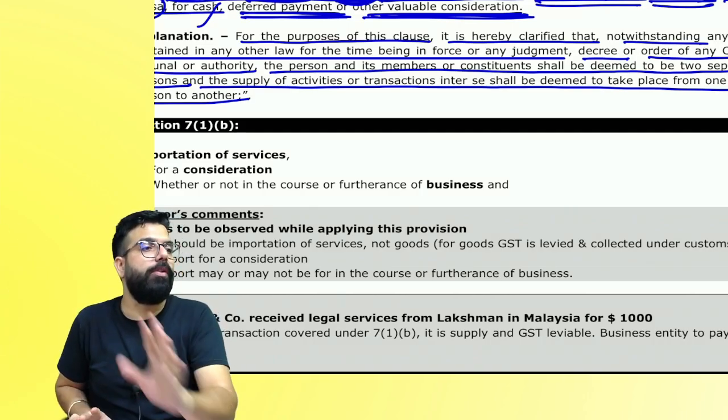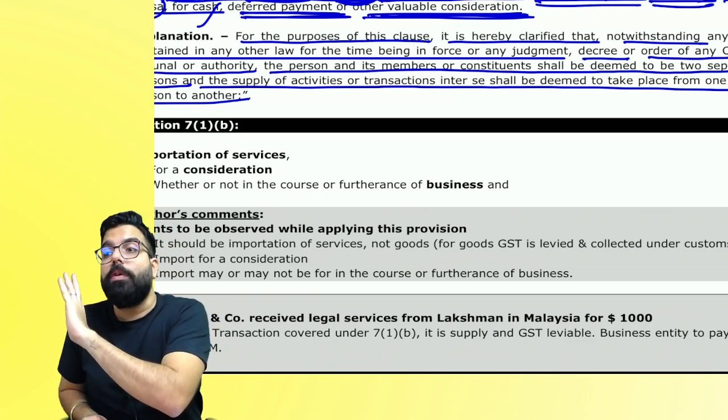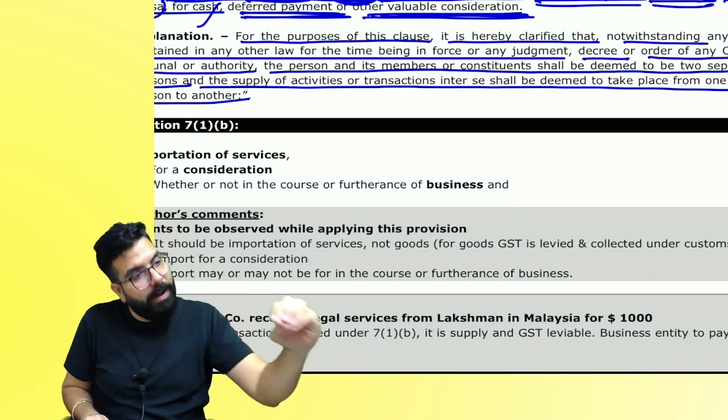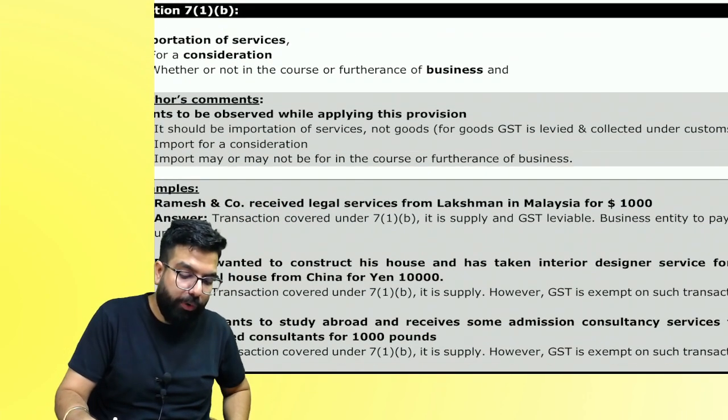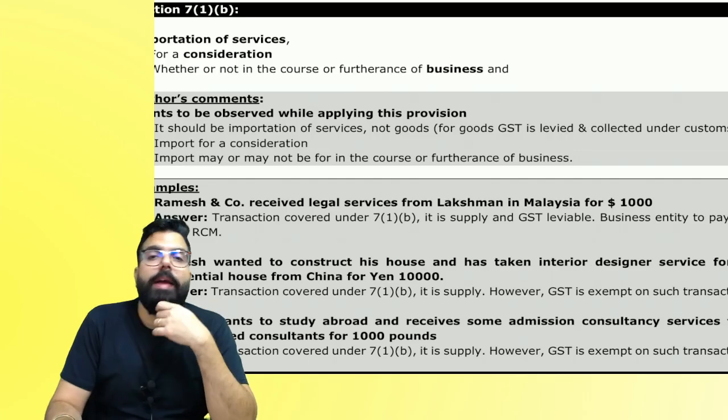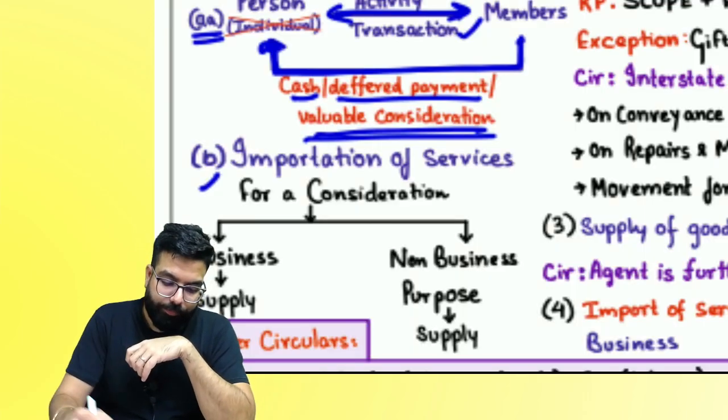Overruling that, they went ahead and told members are separate and club is separate. Are we clear, everyone? I think this much should be good enough for you guys to remember for your exam. Everyone over here, are we clear till here?